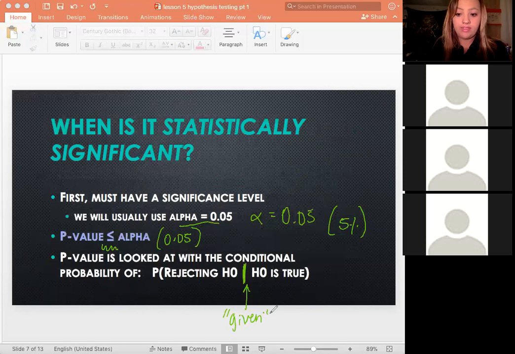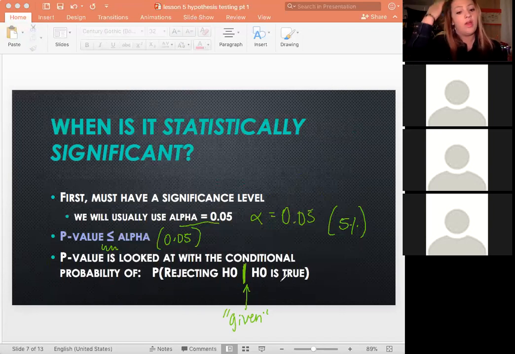So if we were to read this, it's the probability of rejecting the null, given that the null is true. We don't want this p-value to be high, because that would be the probability of rejecting the null, saying that there is a change, when in reality there is no change. So we don't want that.